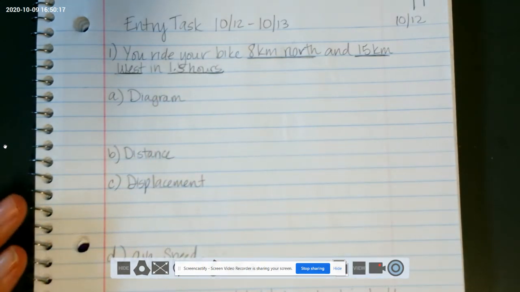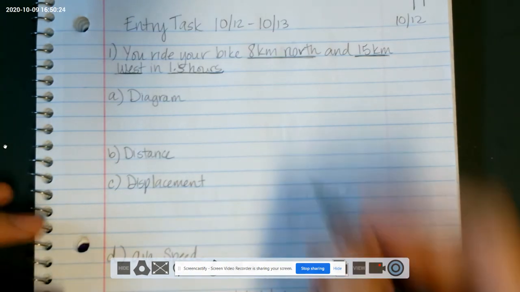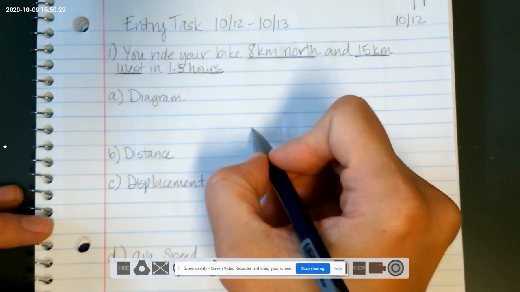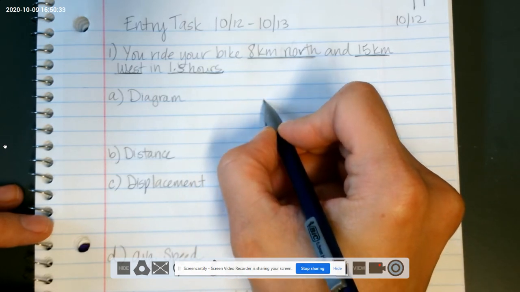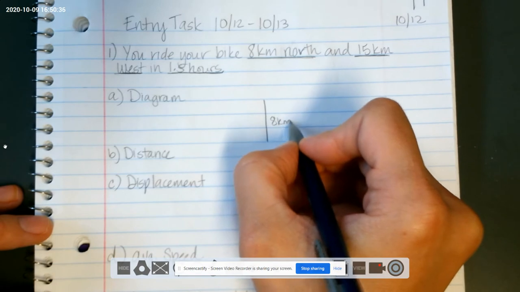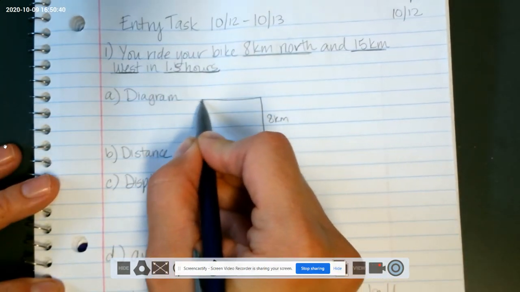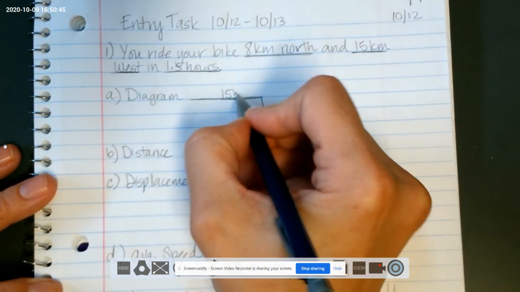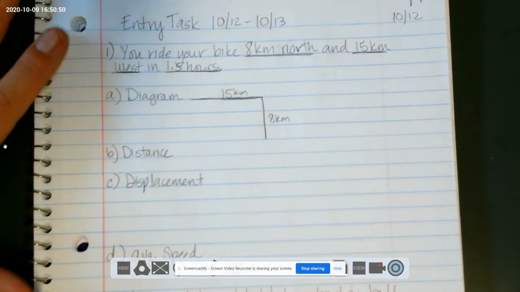So first we're going to diagram, and we want to make sure that we can see what the path is. And we're going to go 8 north and 15 west. So I'll probably draw it over here so I can go to the west. If this is north, I'm going to go 8 kilometers north. And then to the west would be towards the left. I'm going to go 15 kilometers west, not to scale. Okay, so now I have it set up as the path I took.